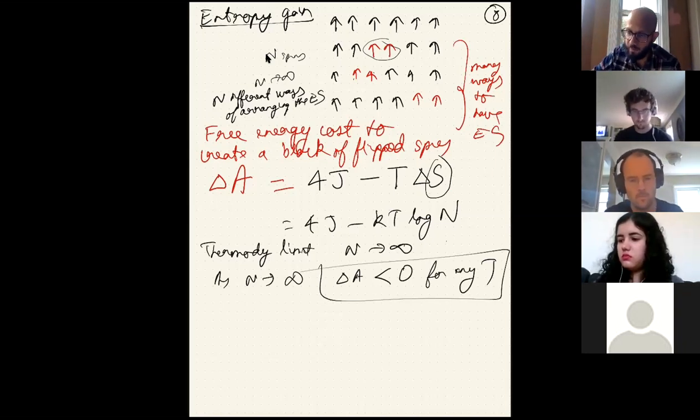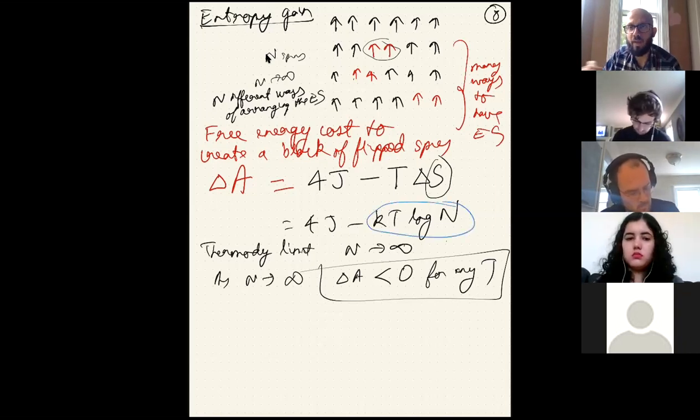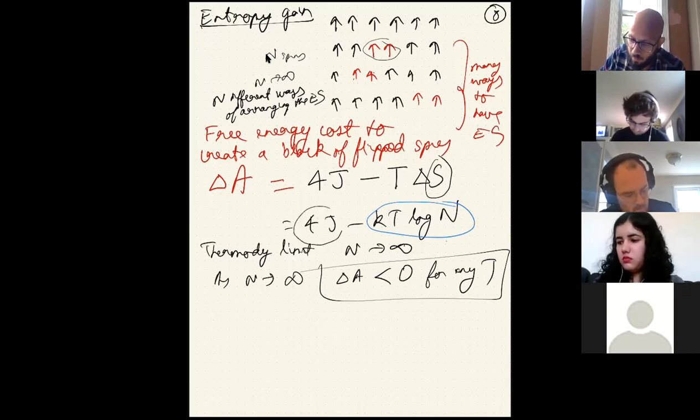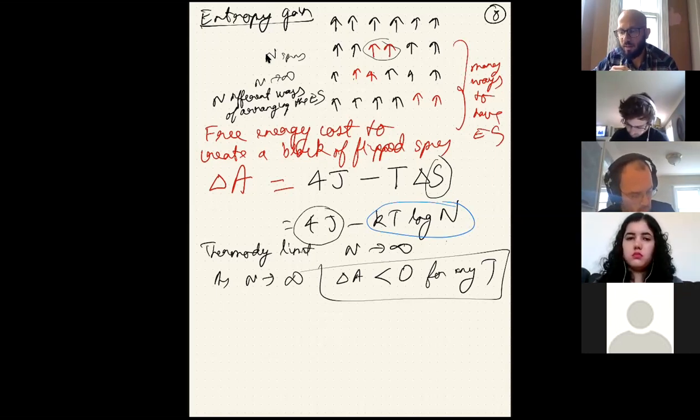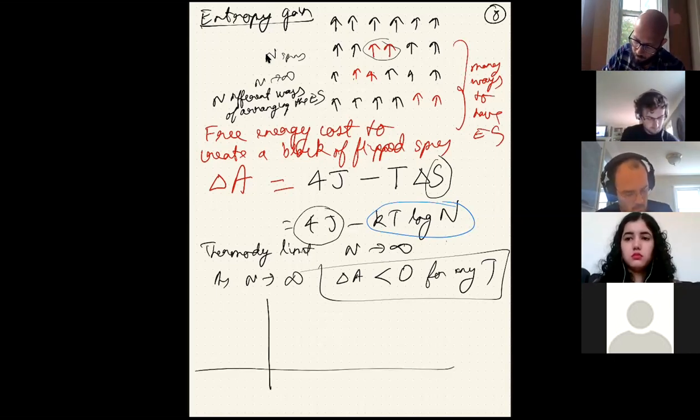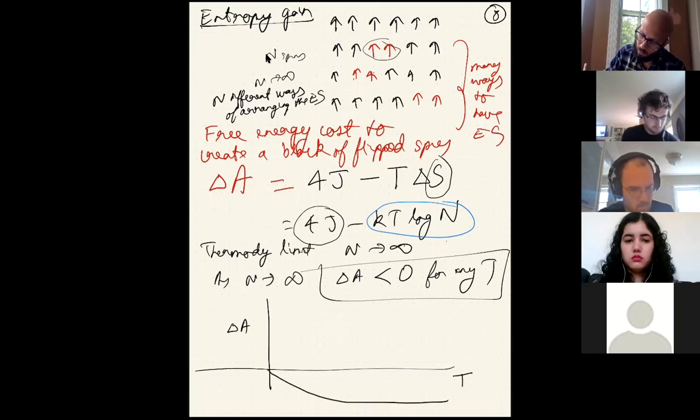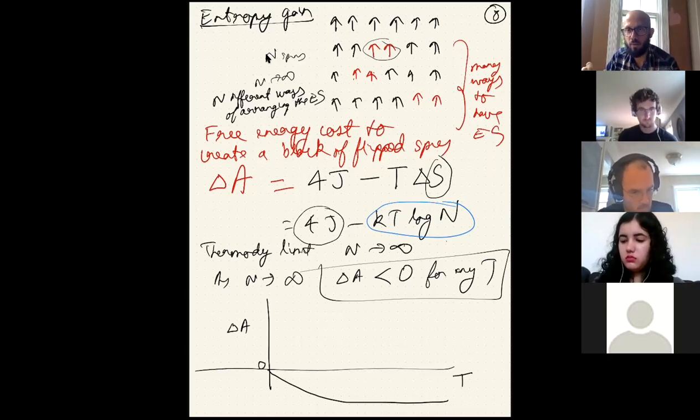As N tends to infinity, this second term absolutely wins. The entropy gain wins by such a margin that this puny energy term cannot keep up with it, because, and that's the point here, the energy term does not depend on N. The energy term is not extensive, while the entropy term increases with log of N. So if we plot delta A versus temperature for this system, it's going to look like this. I don't know how quickly it will drop down, but it will start at 0 for any non-zero temperature.